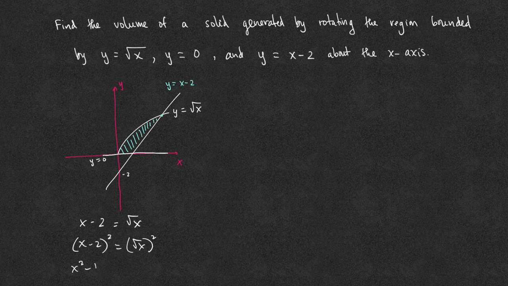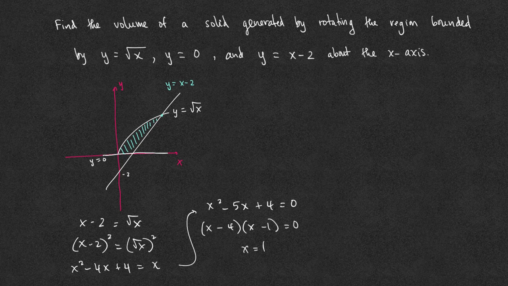This is x squared minus 4x plus 4 equals x. This will give us x squared minus 5x plus 4 equals 0. So we factor this as x minus 4 times x minus 1. We have x equals 1 and x equals 4. When x equals 1, y is 1 minus 2, which is negative 1, so x equals 1 is not the solution because y needs to be positive, y equals the square root of x. And so the intersection is at x equals 4.